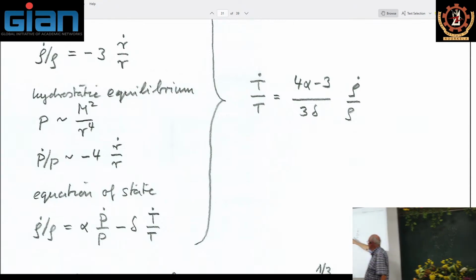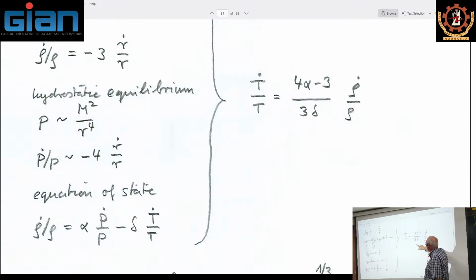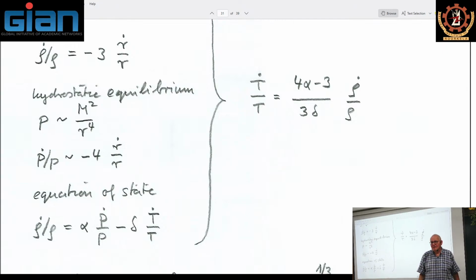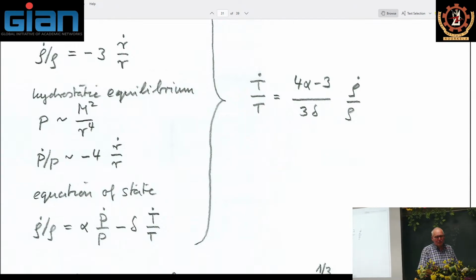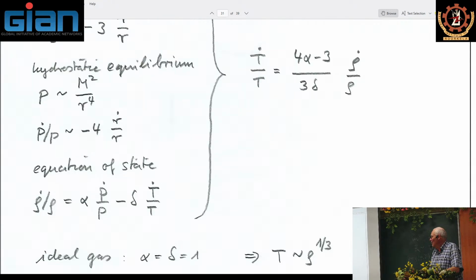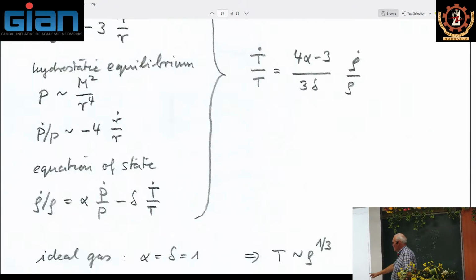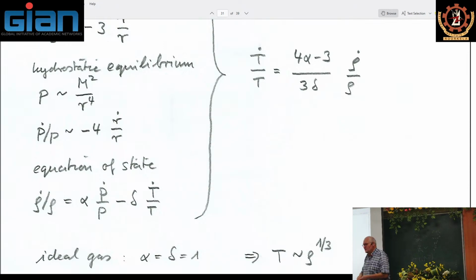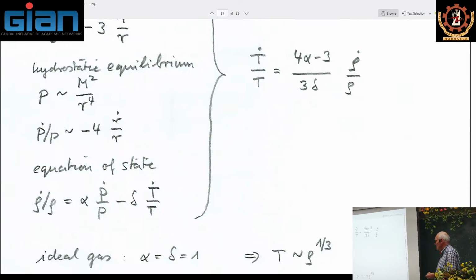What do we get for T dot over T as a function of rho dot over rho? We get 4 times 1 minus 3, which is 1, over 3. So it's 1/3 times rho dot over rho. If we integrate this equation, that means T goes with rho to the 1/3. T dot over T is 1/3 times rho dot over rho, and that means the temperature increases with the power 1/3. For an ideal gas, the temperature increases like the density to the 1/3.